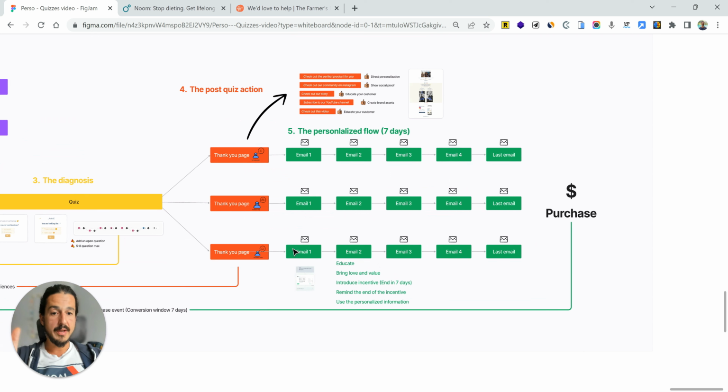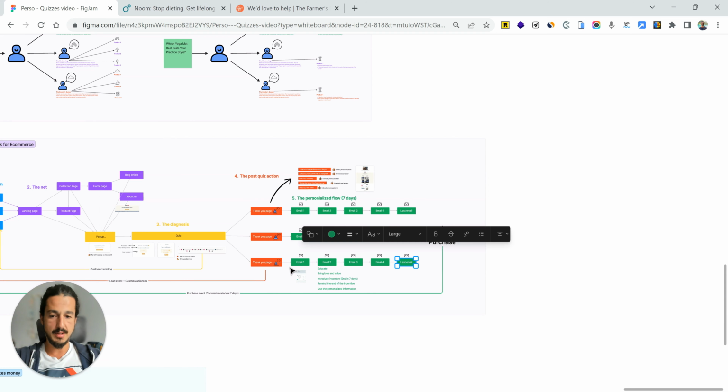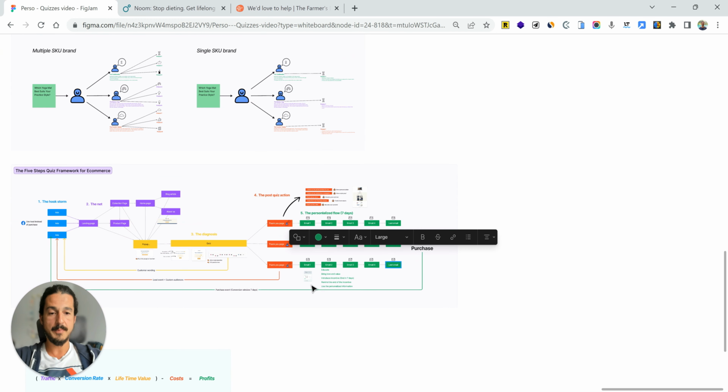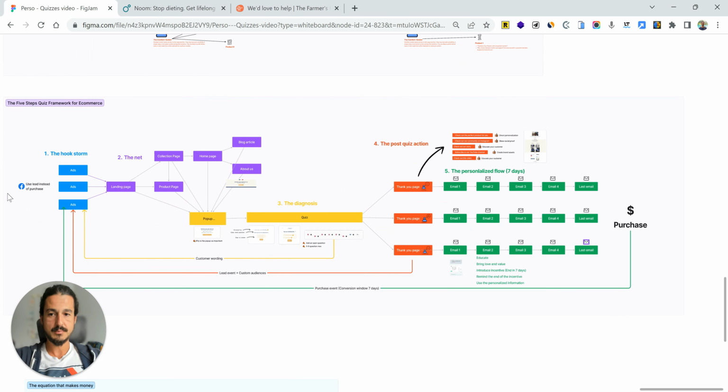And whatever, if you have 1, 2, 3, 4, 5, or 6 emails in this period of time, for this example, we had 6 between the first and the last one in total. So basically 4 between the first and the last one. It doesn't matter as long as there is one right after the thank you page and one a little bit before the end of the incentive.